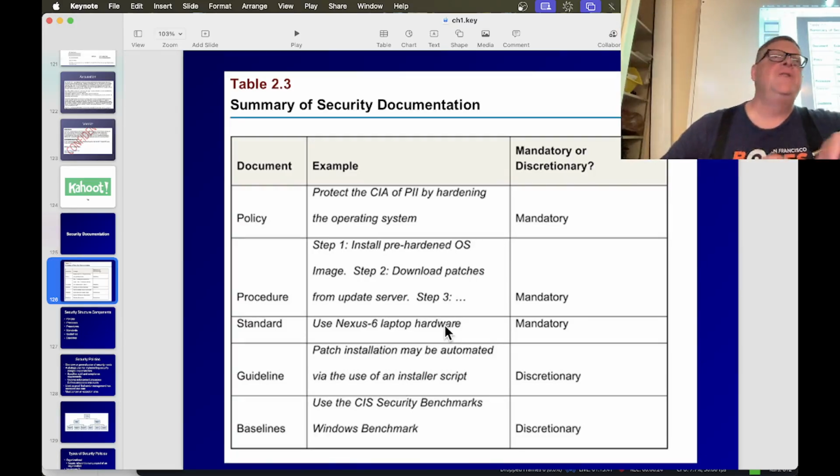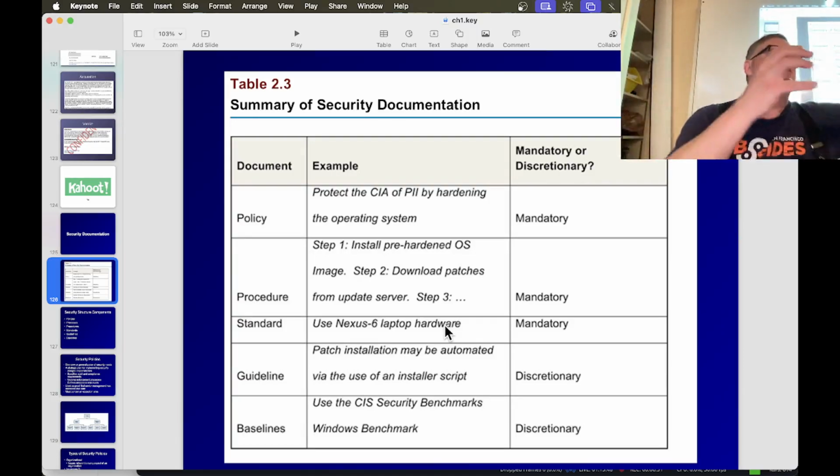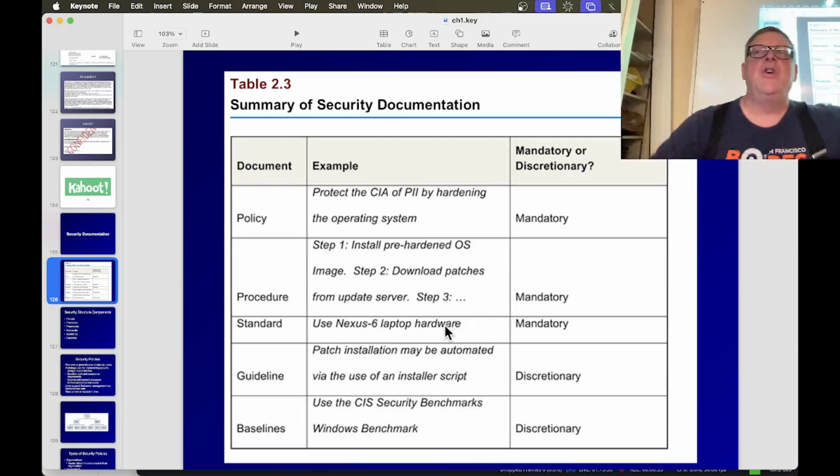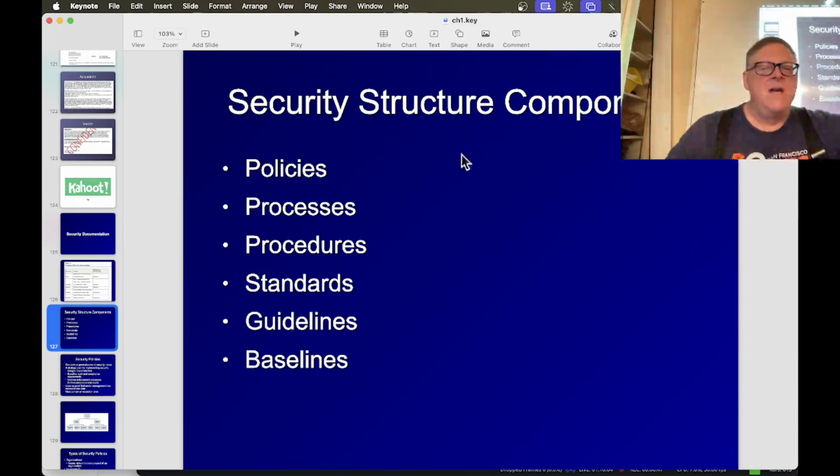The most common thing they do is to use the Microsoft everything, because you have a Microsoft domain controller and you have Microsoft servers, and therefore you use Office and everything else because it all works together really well. Then you have guidelines and baselines. Guidelines are recommendations, and baselines are just measurements of your current security posture, so you can compare it after you make a change, see how it has changed.